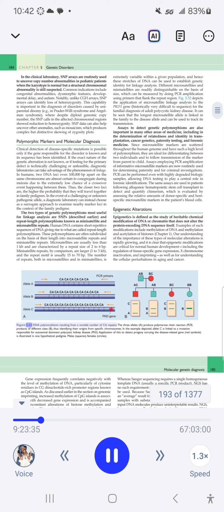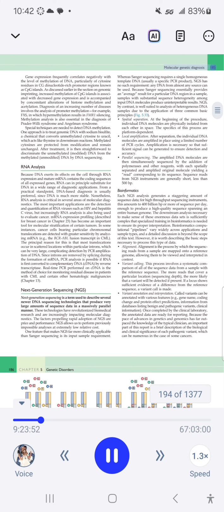Figure 5. DNA polymorphisms resulting from a variable number of CA repeats. The three alleles, A, B, and C, produce polymerase chain reaction (PCR) products of different sizes, thus identifying their origins from specific chromosomes. In the example depicted, allele C is linked to a mutation responsible for autosomal dominant polycystic kidney disease, PKD. Application of this to detect progeny carrying the disease-related gene, red symbols, is illustrated in one hypothetical pedigree. Male squares, female circles. Molecular genetic diagnosis.